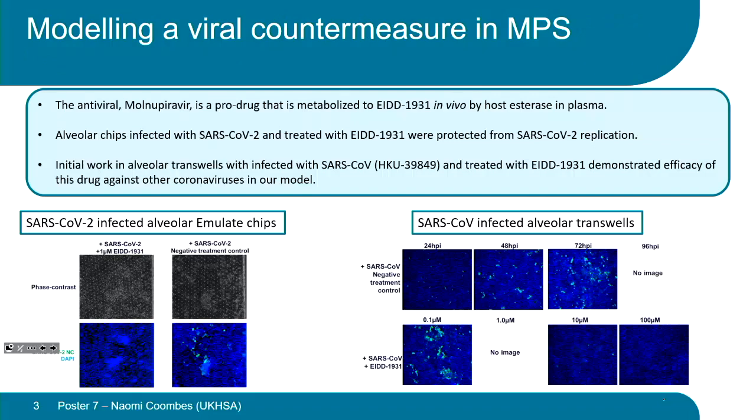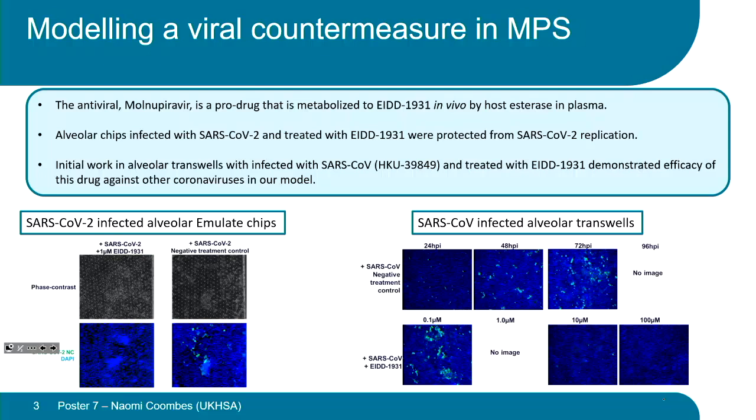Once we had our models developed, we started putting viral countermeasures into these models. You can see on the left, we've done some initial work with SARS-CoV-2 and the active metabolite of molnupiravir. As we don't have a liver in our model, we have to provide the active metabolite. And we can see that this drug is very effective at inhibiting SARS-CoV-2 in our model.